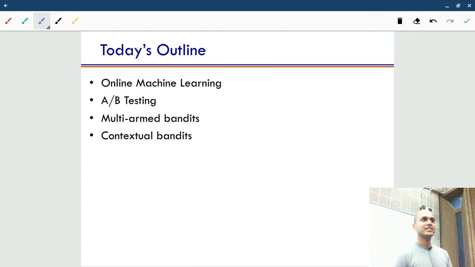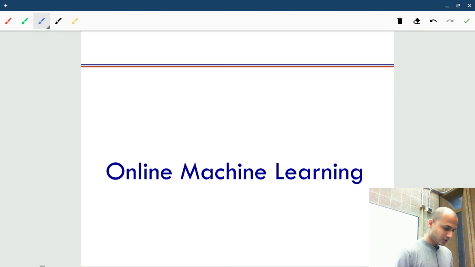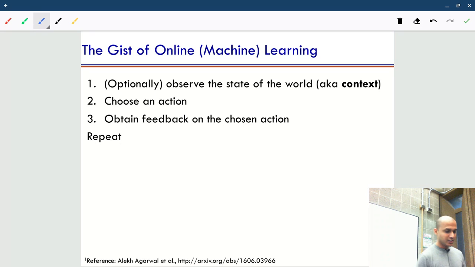So given that motivation, we'll take some baby steps and just learn about how to mix decision making with forecasting. That's going to be the theme for today. Actually, I'm going to again motivate online machine learning through an example, through an application. And then we look at increasingly difficult or increasingly interesting techniques, starting from A-B testing, then multi-arm bandits, and then contextual bandits. So, online machine learning.